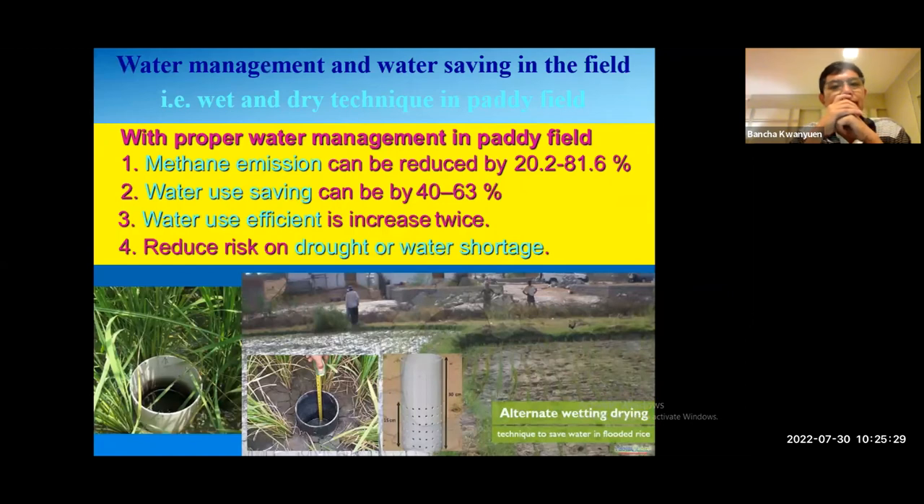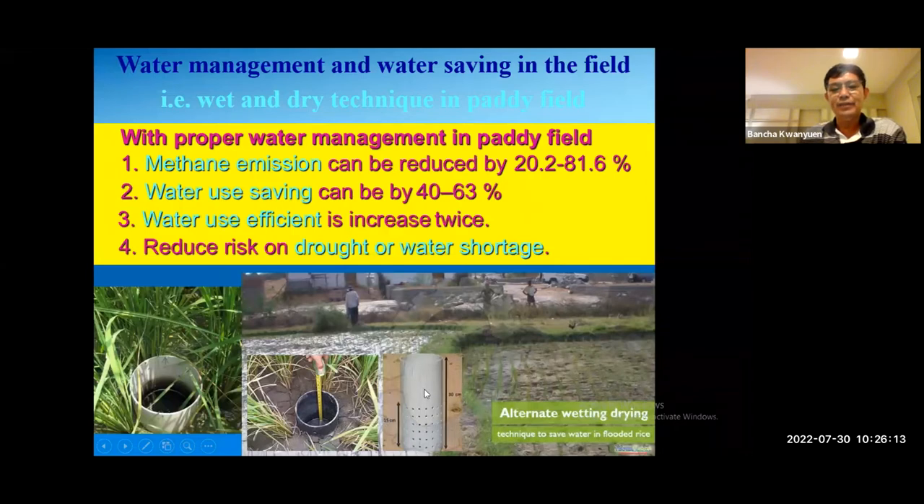So this is more detail about the wet and dry technique. It can reduce methane by 80%, that is the max from my experiment. The minimum, with only a small contribution, will be 20%. Of course, water use saving can be by one third or even more, water use efficiency can increase by twice, and it reduces the risk of drought and water shortage. That's important.